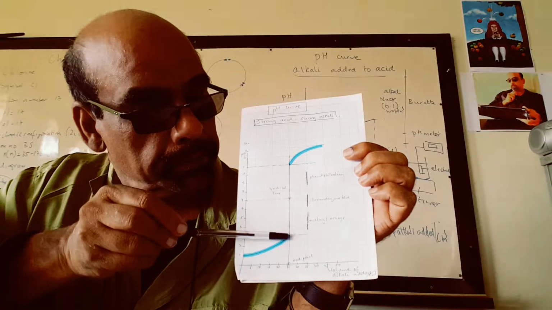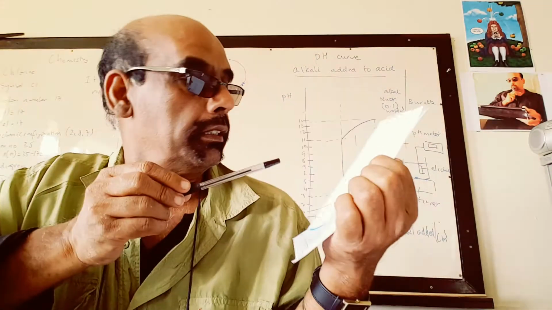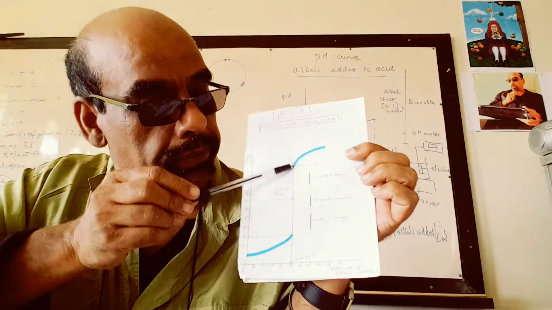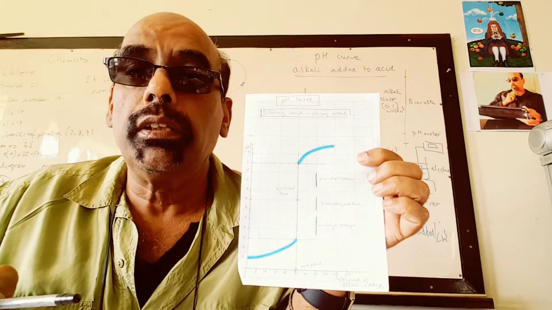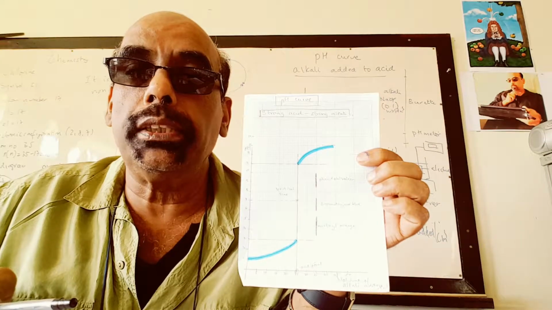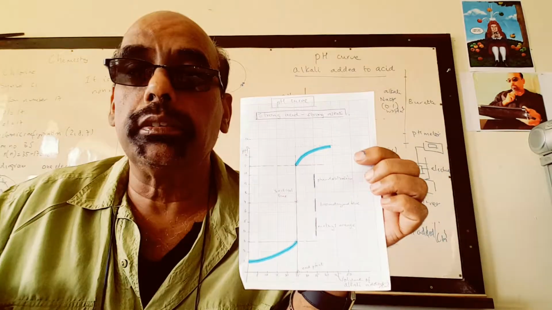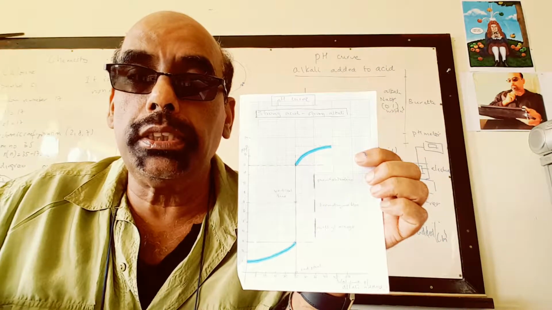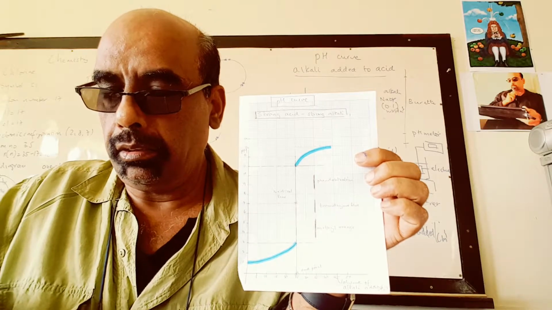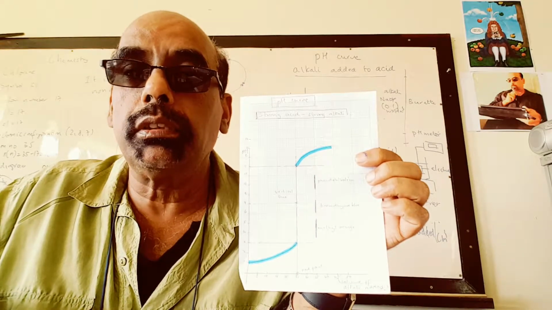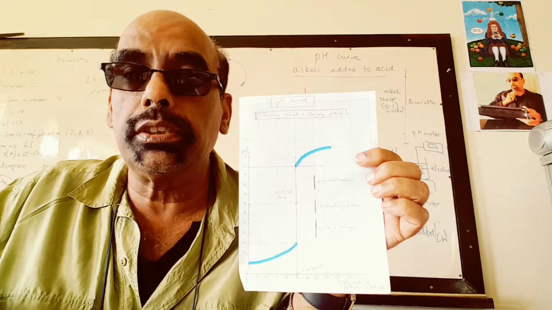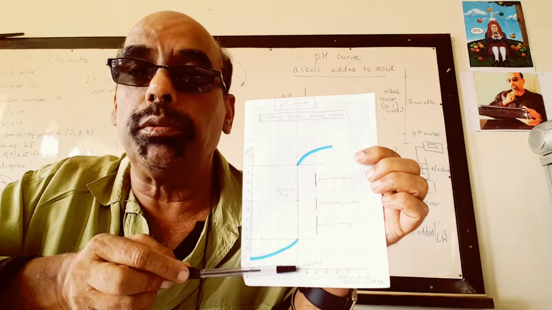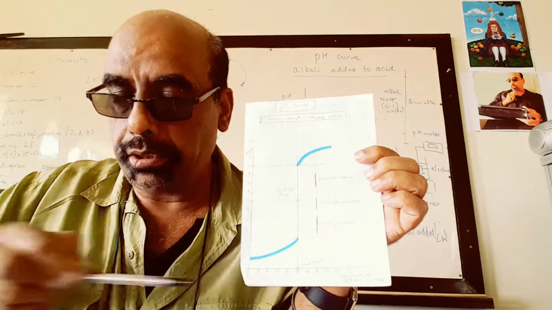Between the two extremes, 3 and 11, the center of the line: 3 plus 11 is 14, divided by 2 is 7. So at the end point, the pH is 7. At the end point, the solution is neutral. This is the end point.